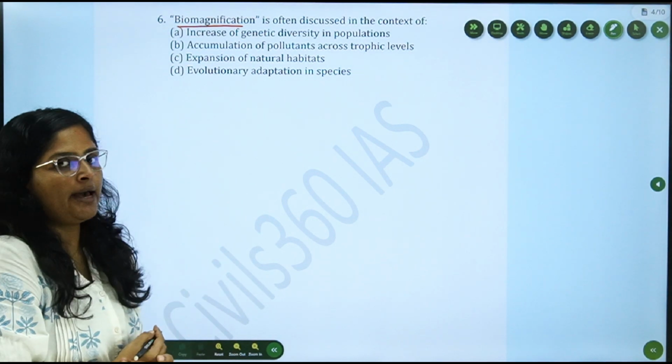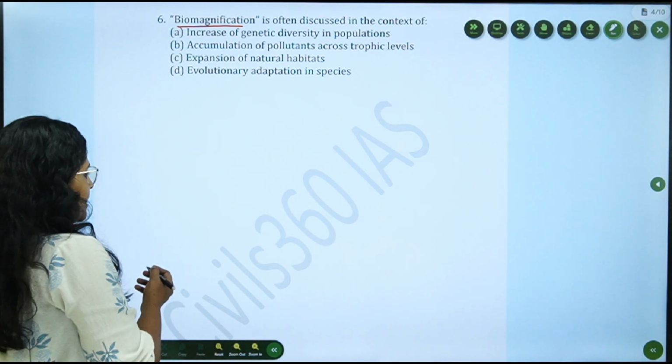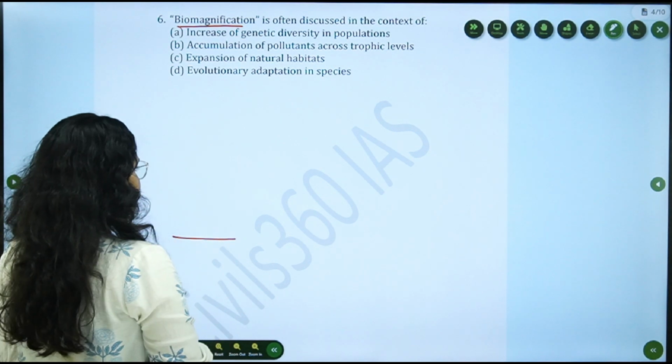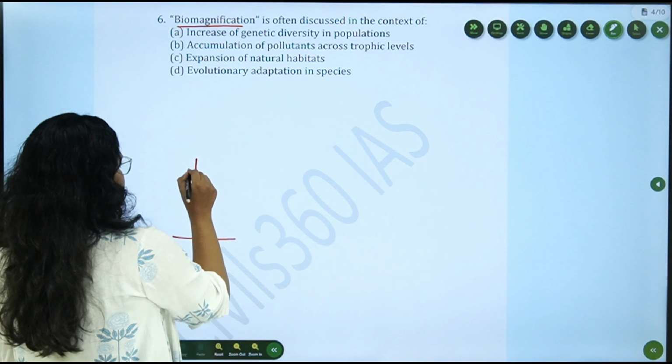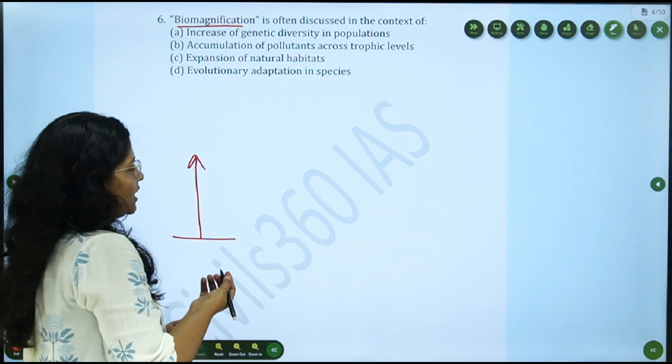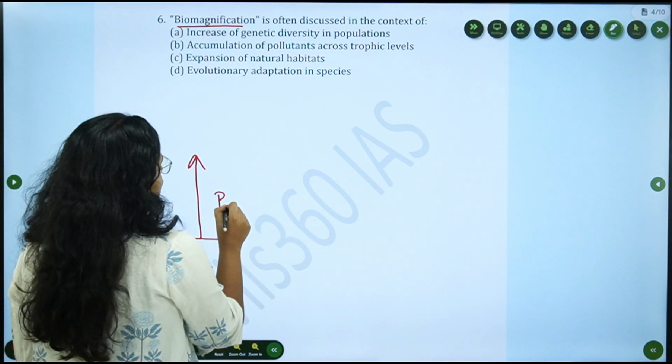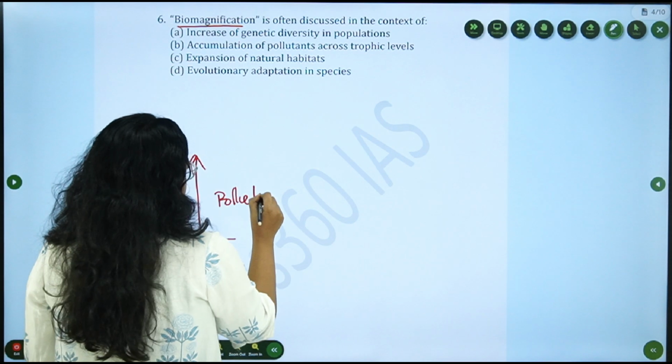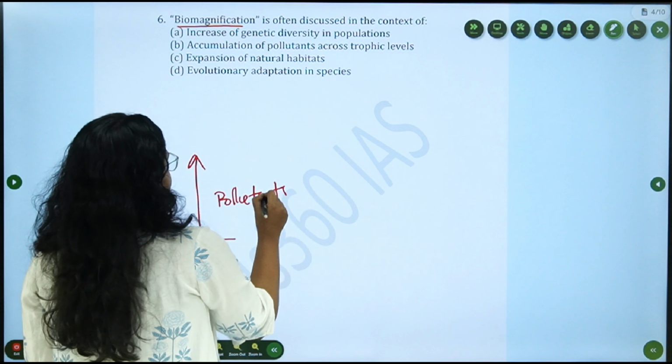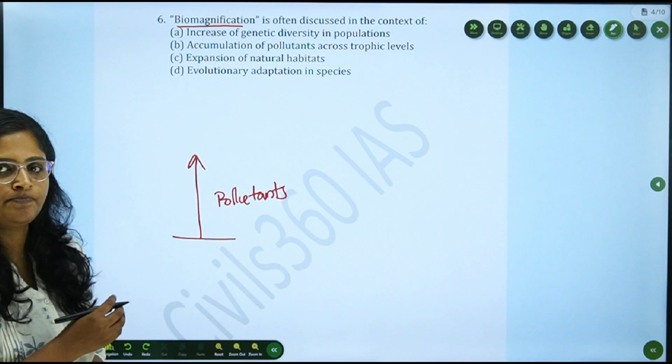So what is biomagnification? It is nothing but, from the bottom layer to the top layer of a trophic level, the concentration of pollutants increases. That is called biomagnification.